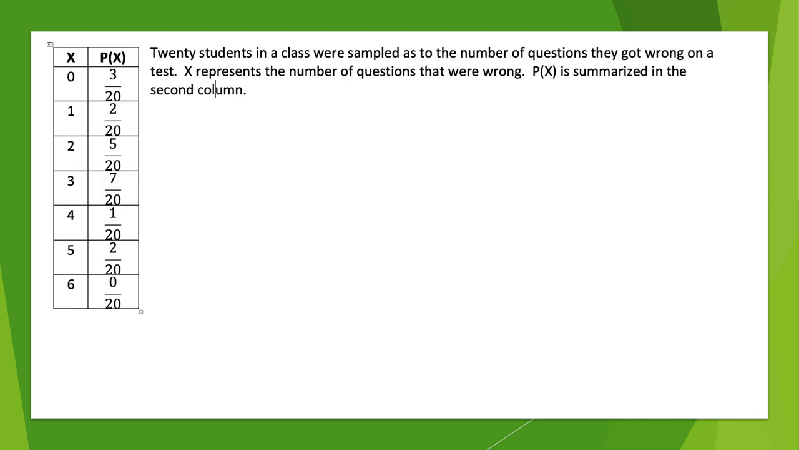Here's a very similar question, okay? This time it's 20 students in a class that were sampled as to the number of questions they got wrong on a test. X represents the number of questions that were wrong. The probability of X is summarized in the second column. So in other words, of the 20 kids in the class, 3 students had none wrong. So the probability of getting none wrong is 3/20ths. Probability of 1 wrong is 2/20ths. Probability of 2 wrong is 5/20ths, and so on. So let's have you compute the expected value. I didn't write it here, I'm sorry, but your job is to compute the expected value. Do a little stop and start. I'll go over the correct answers in a moment.